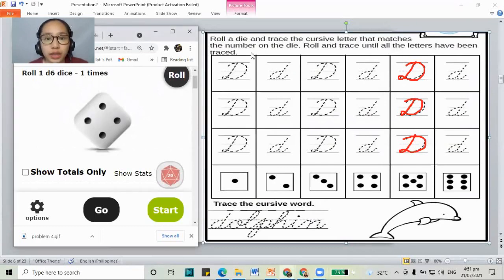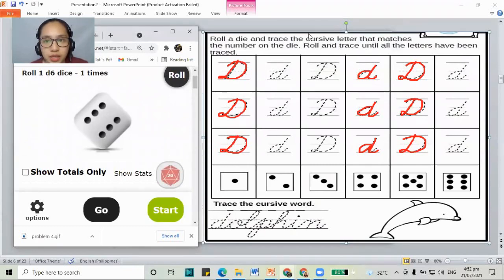And let's do lowercase letter d for number 4. Line down, go around and out. Line down, go around and go out. That's lowercase letter d. For number 1 again, line down, make a loop and out. Capital letter D.